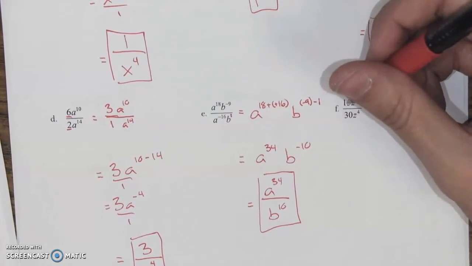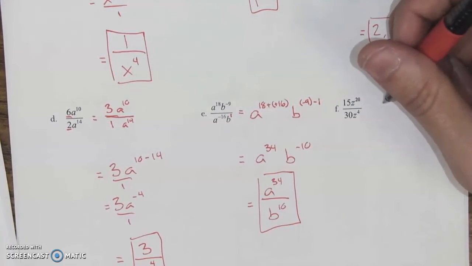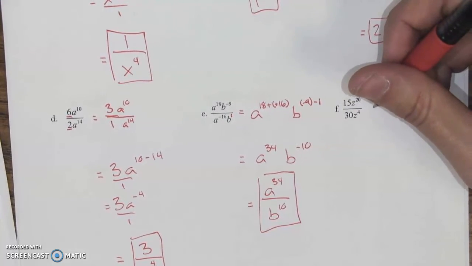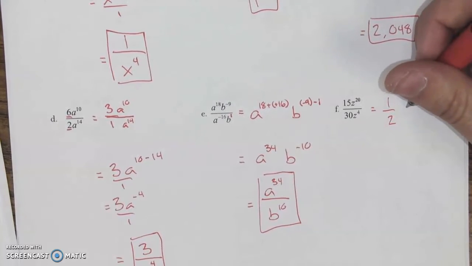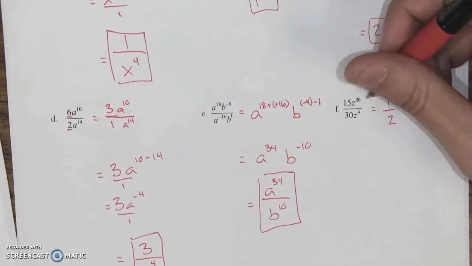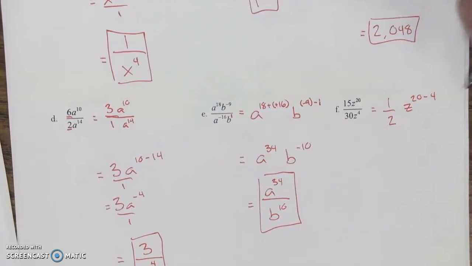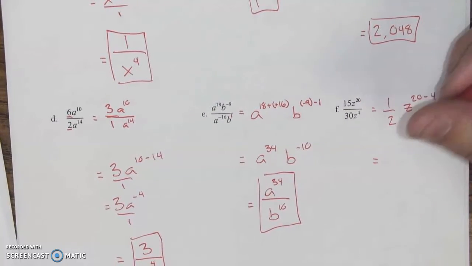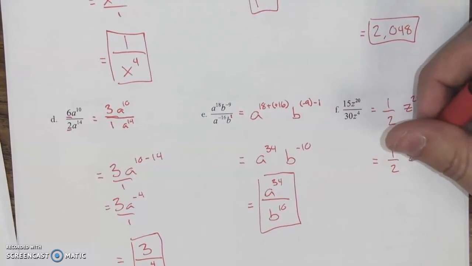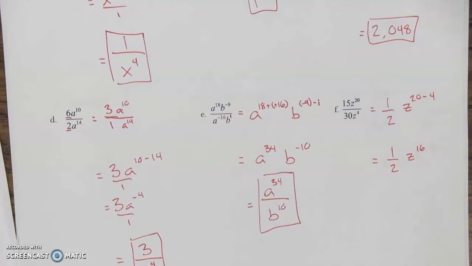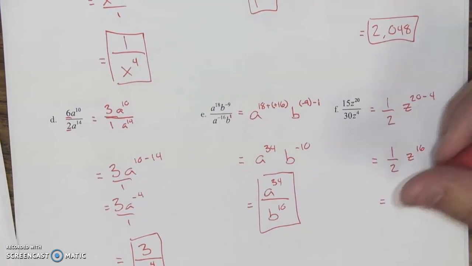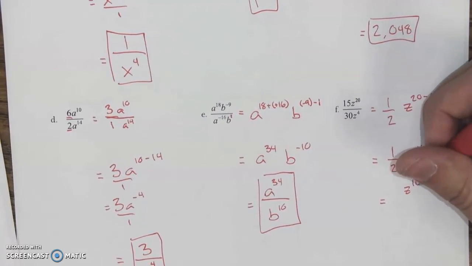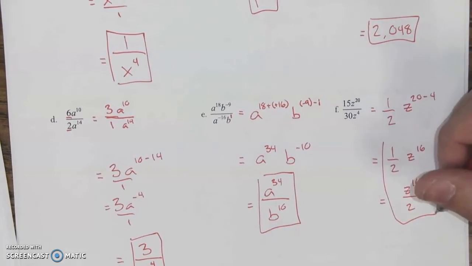Lastly, we have 15 over 30. We can factor out a factor of 15. So we get 1 over 2. And then we have z to the 20 minus 4. Z to the 20 minus 4 is just z to the 16th. So we have 1/2 z to the 16th. And if you'd like, you can move this 2 into the denominator. You can also get z to the 16th over 2. Either of these solutions are fine.